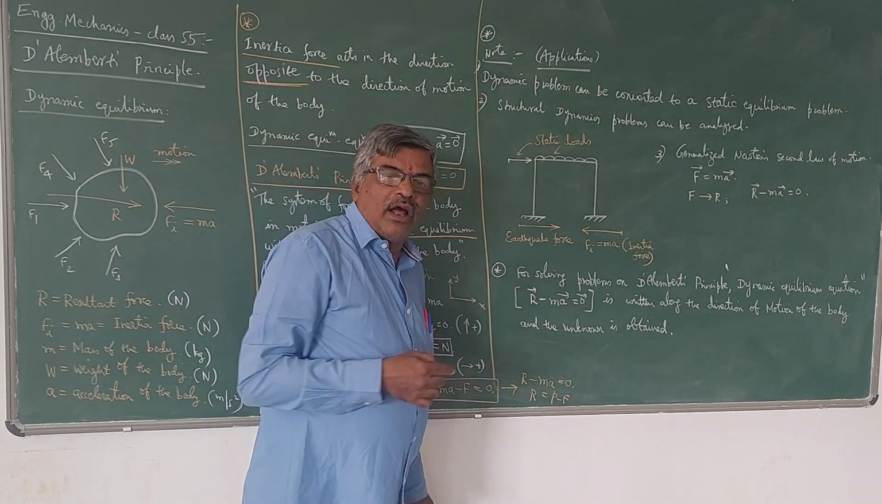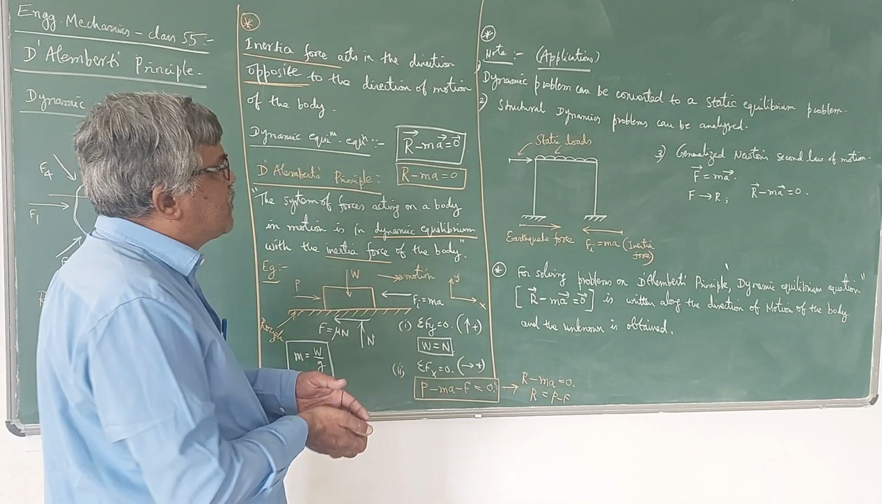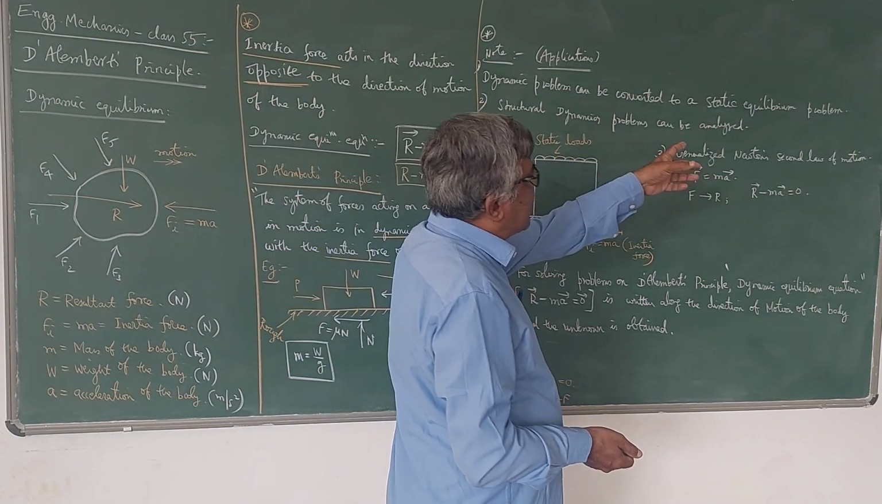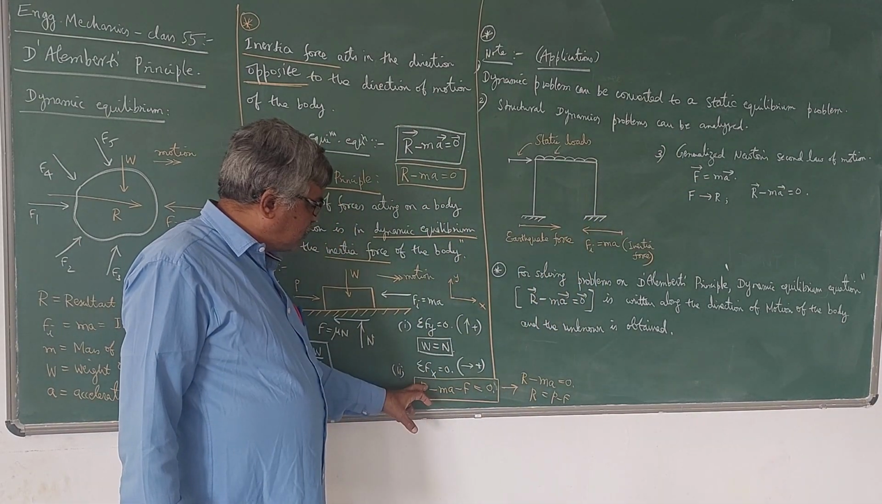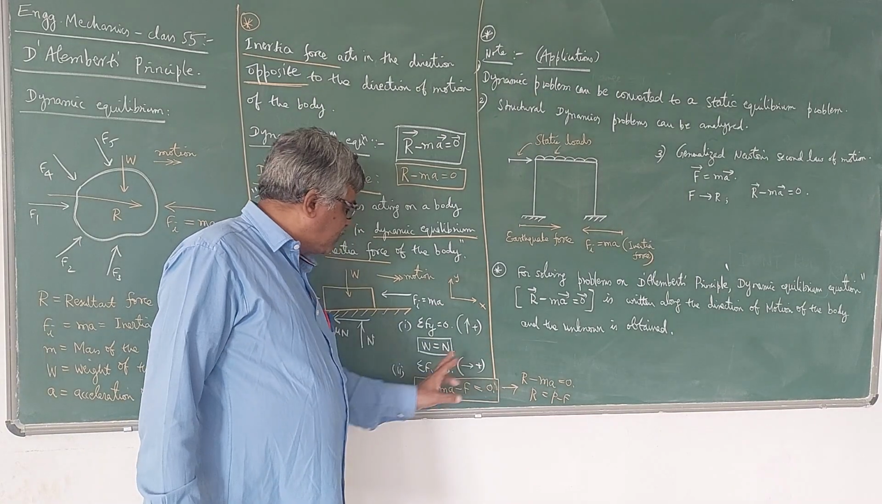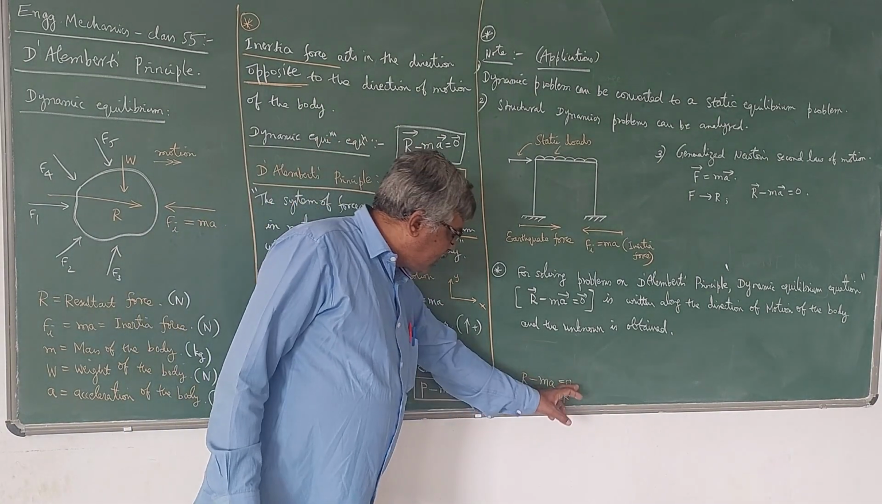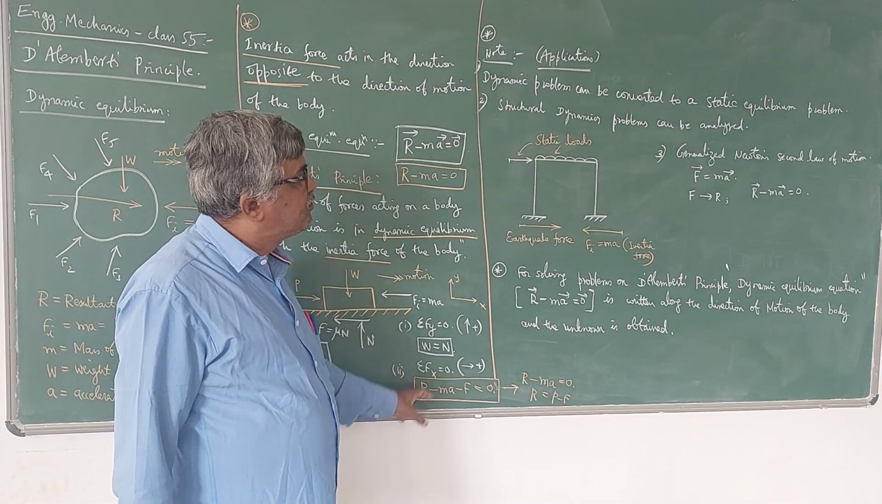Now they will ask what the applications are. So, applications of D'Alembert principle. Here, a dynamic problem can be converted to a static equilibrium problem. So that's what I told you. Either you can use this equation or you can use this equation. Both are the same. So a dynamic equilibrium equation problem can be converted to a static equilibrium equation problem.